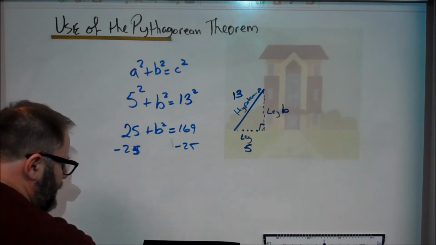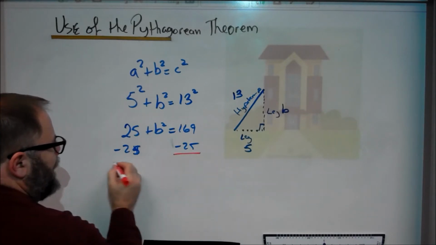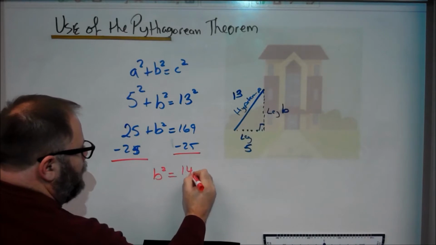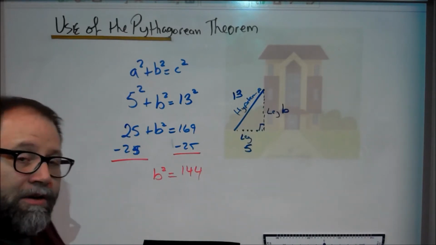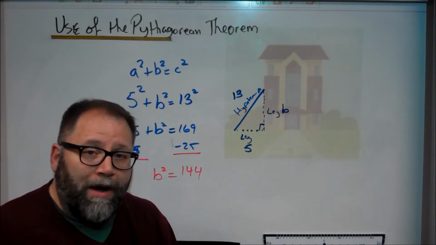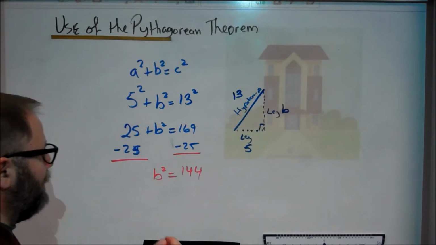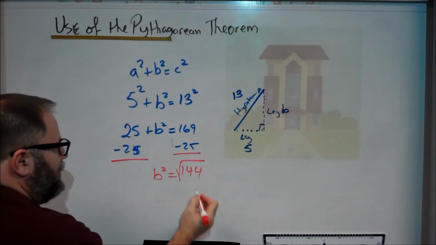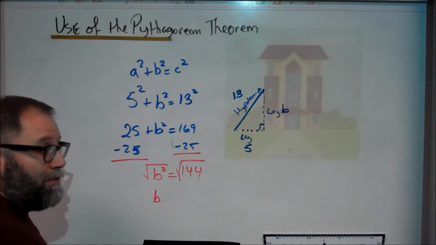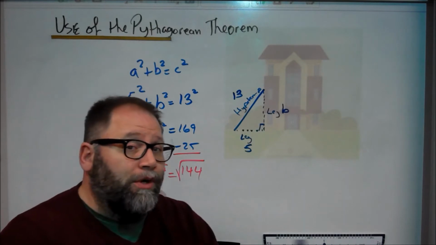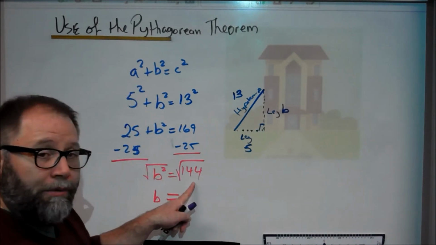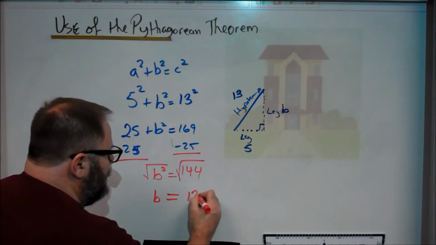We're going to subtract 25 from both sides. Let's get a different color now. When we subtract 25 from both sides, that leaves us b squared equals 144. In manufacturing, that is a gross because it is 12 by 12. So then we can take the square root of 144. We know the square root of b squared is plus or minus b, but because we're talking about a length, we're going to use the positive version. And then the square root of 144 is 12.